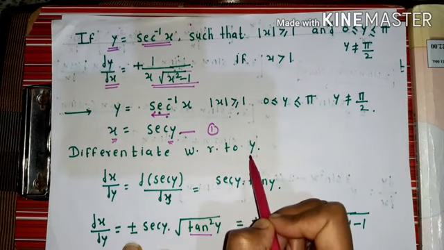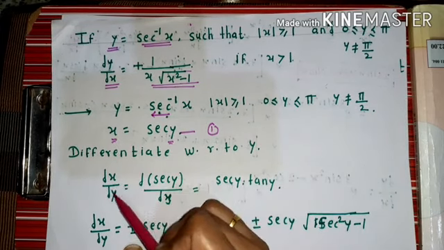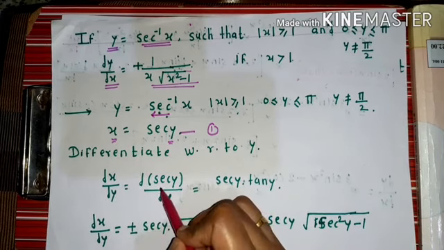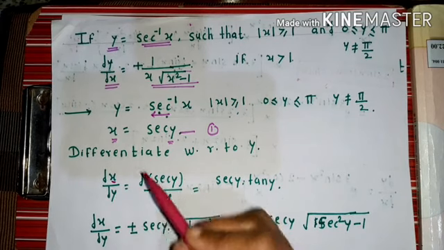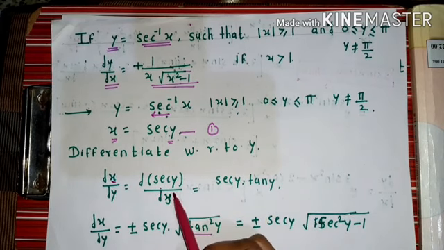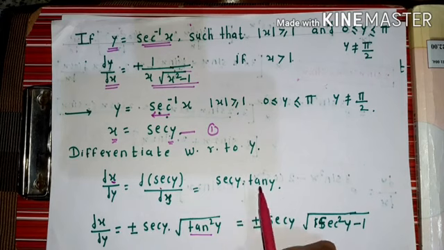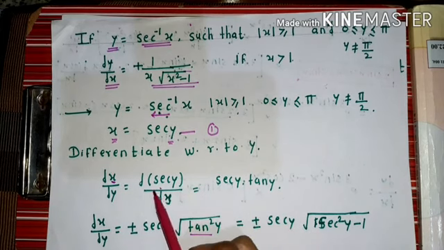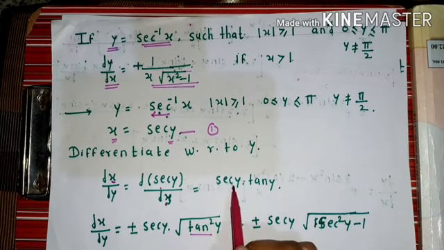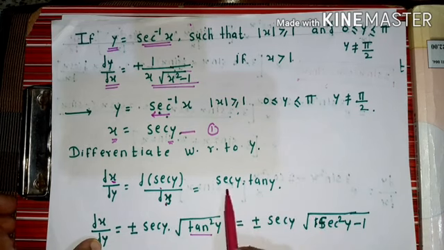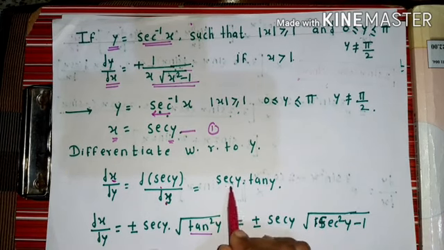Differentiating with respect to y, we get differentiation of x with respect to y, and what is the function x? x is sec y. Therefore differentiation of x means differentiation of sec of y. You know the formula for differentiation of sec x, that is sec x into tan x. Similarly, differentiation of sec of y with respect to y is sec of y into tan of y.